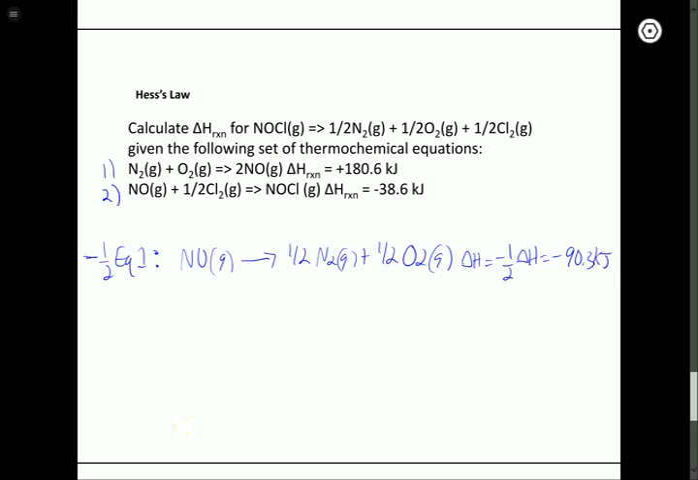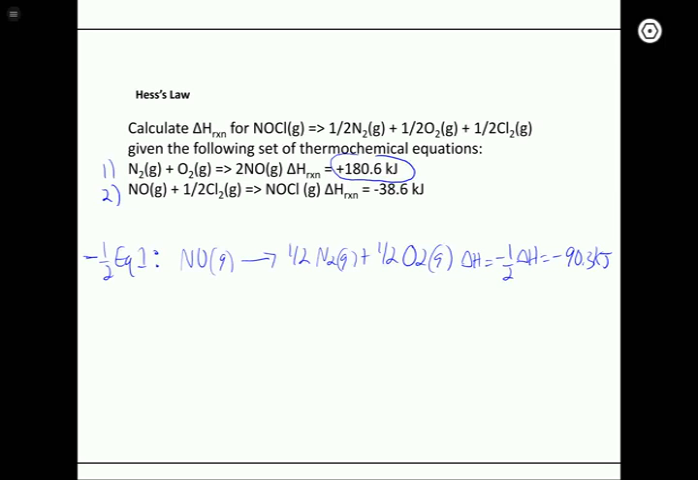90.3 kilojoules. Okay, so the unmodified equation 1 has a delta H of positive 180.6. If we reverse the reaction, that gives us a negative delta H, and then we take the coefficients and halve them, that gives us half of that value, so that's how we get minus 90.3.